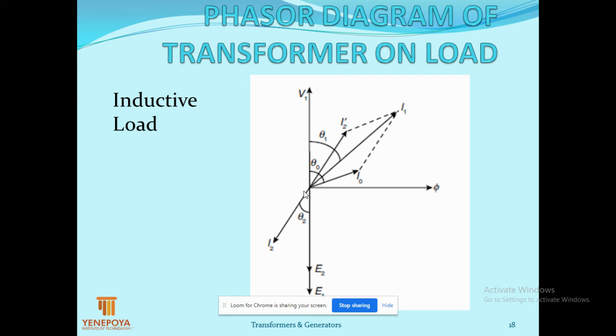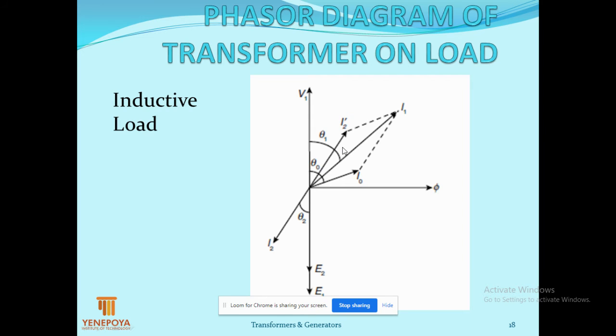Once you have drawn I2, this is for inductive, meaning lagging. Then draw I2 dash 180 degrees out of phase. See, now I2 dash is here, in opposition to I2. Then the vector sum of I2 dash and I0 gives I1 at an angle of phi1. This is our inductive load.